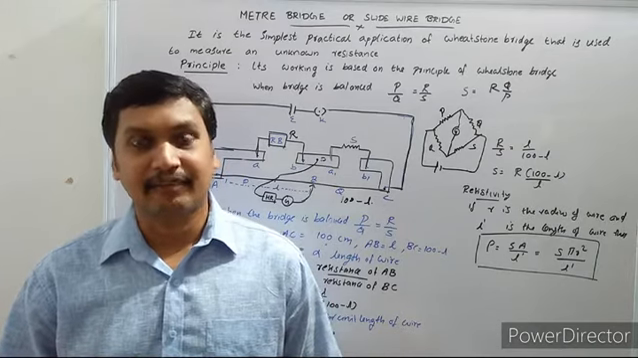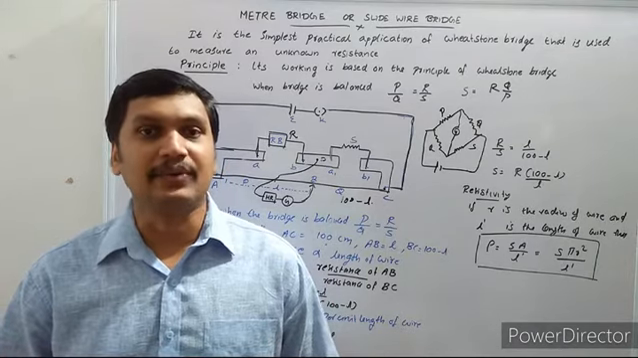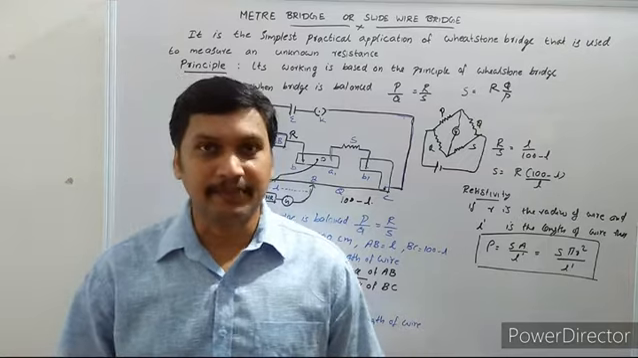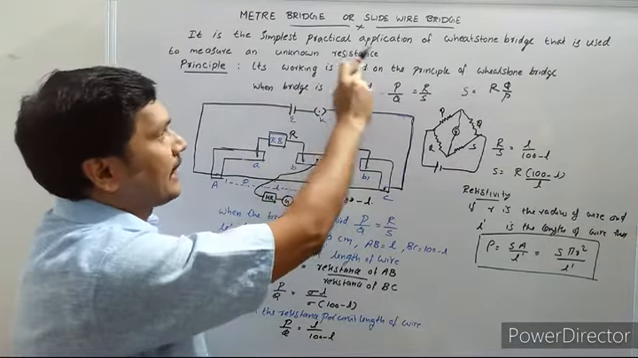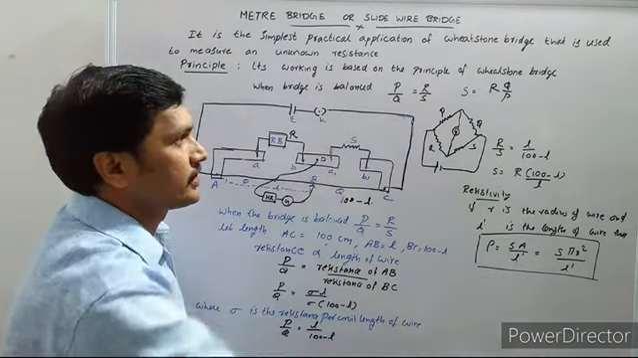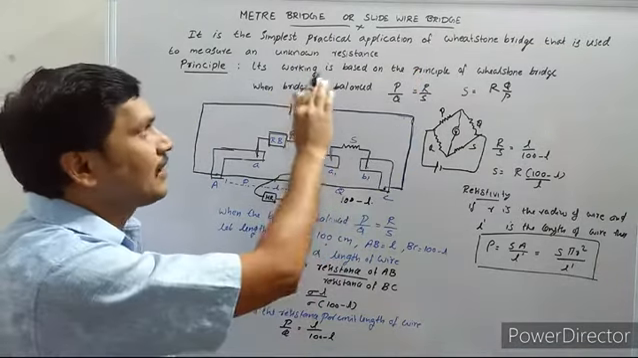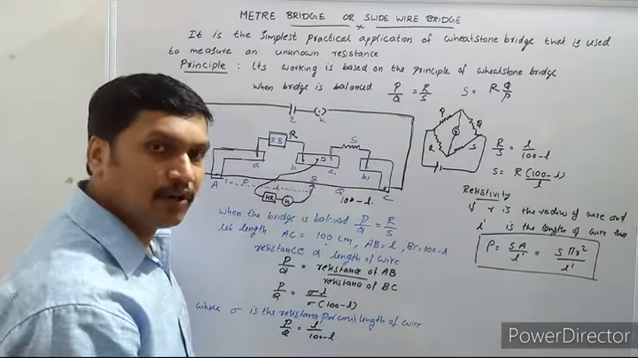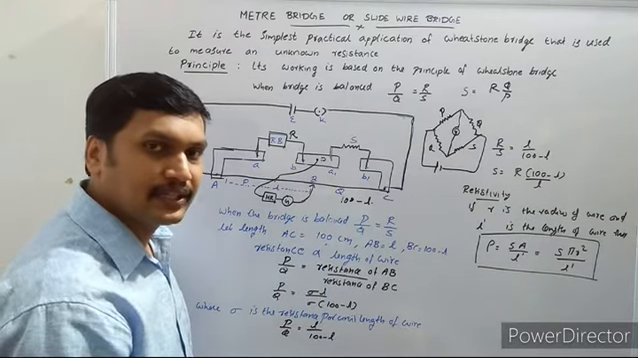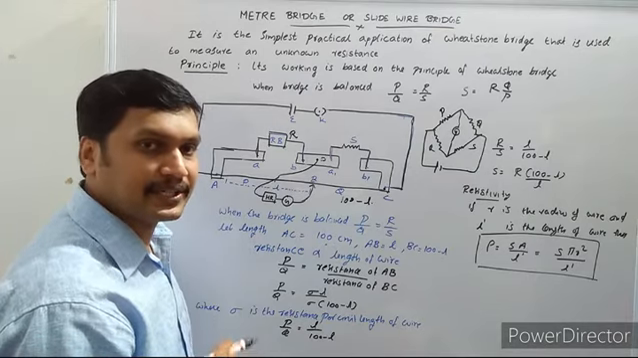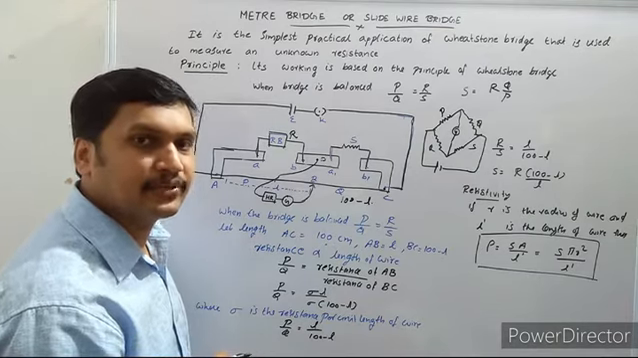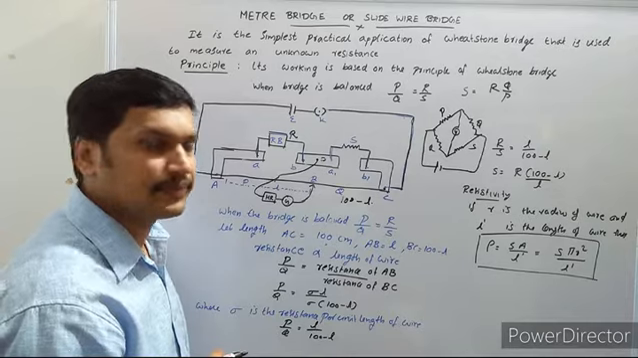Today we discuss meter bridge or slide wire bridge. A meter bridge or slide wire bridge is the simplest practical application of Wheatstone bridge that is used to measure unknown resistance. Hope you all remember in the last session we discussed what is a Wheatstone bridge and how we can measure unknown resistance by using the Wheatstone bridge concept.